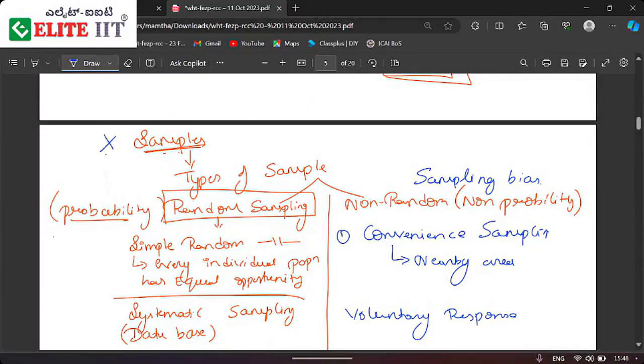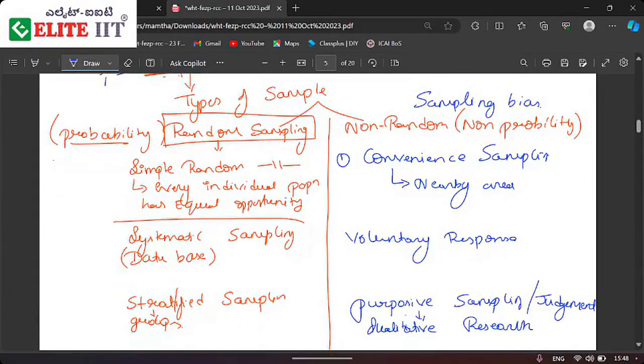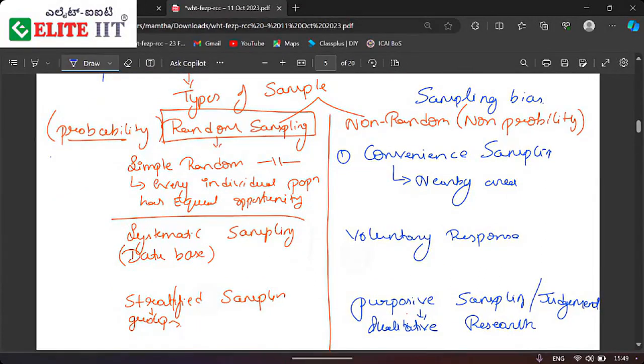Okay. And under the sample, we have two types: one is random and the other is non-random sampling. Random sampling is one where every single member of the population has an equal opportunity to get selected as data. Non-random is one where you have a pre-assumed bias, and on that basis you select. Every single person in this will not have the opportunity to get selected.